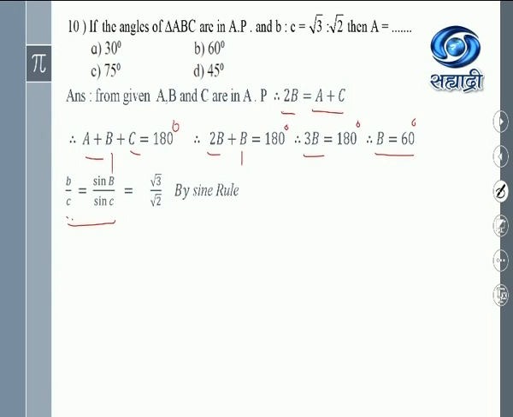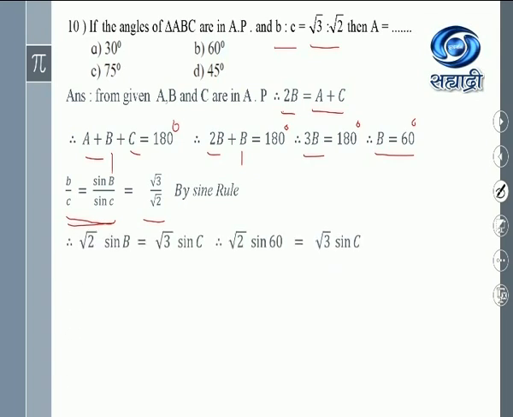Actually this is b upon sine B is equal to c upon sine C. We cross multiply and we'll get this. Why? Because we are writing in this manner. Because the ratio b is to c is given to you, which is root 3 is to root 2. So we write that. Whatever rule we are using, we'll have to recall what it is given by the name.